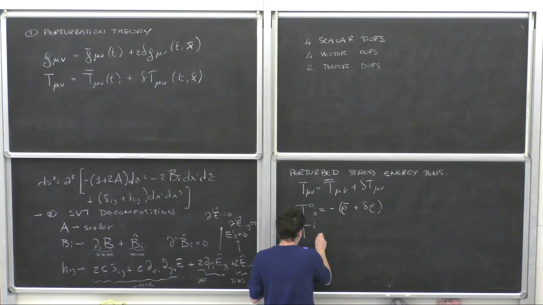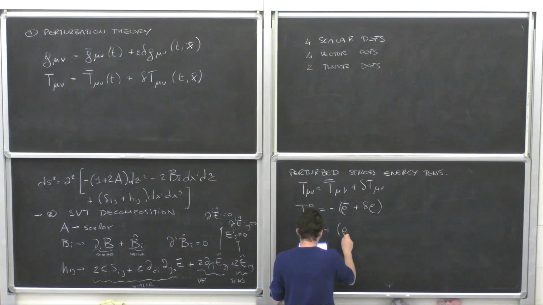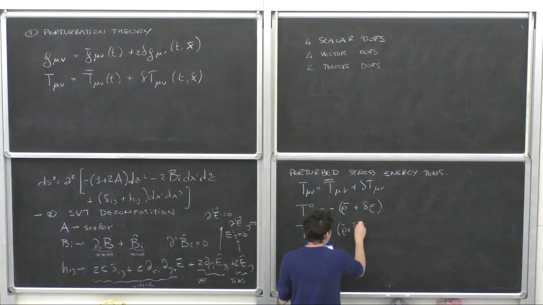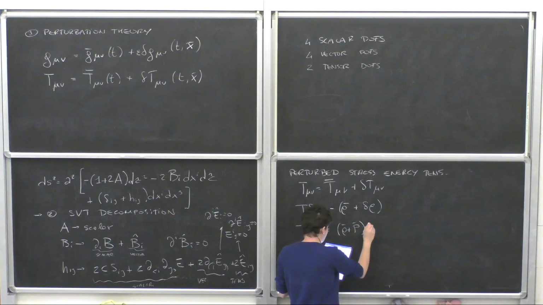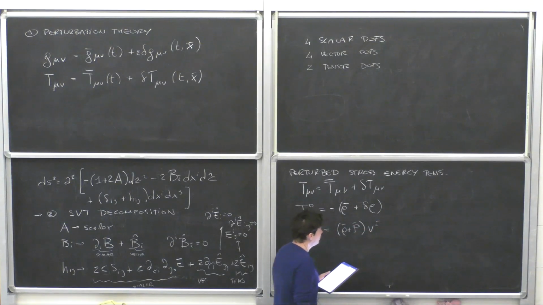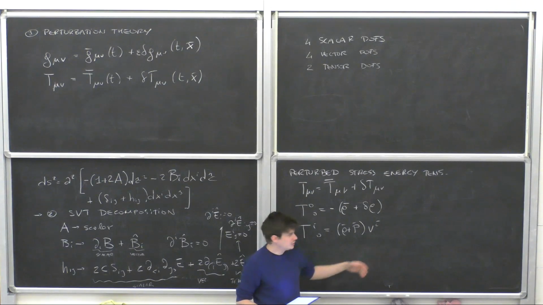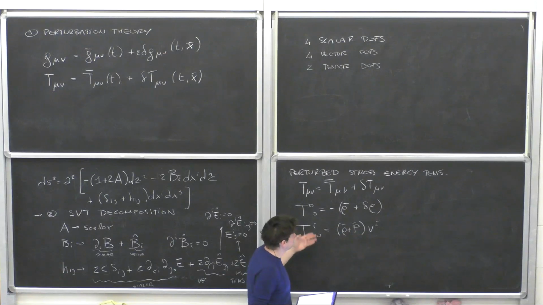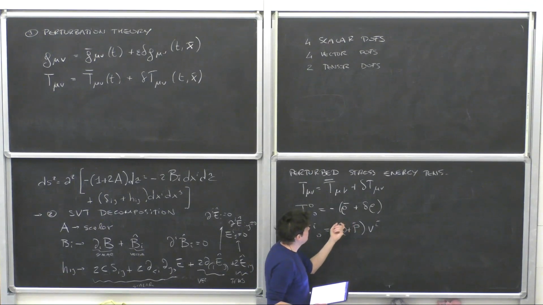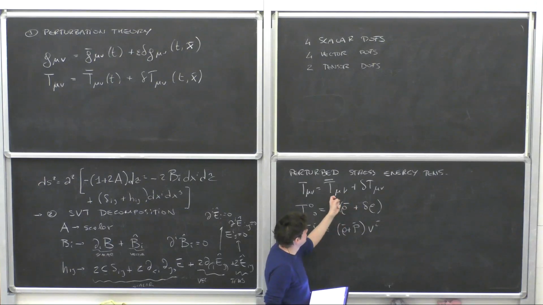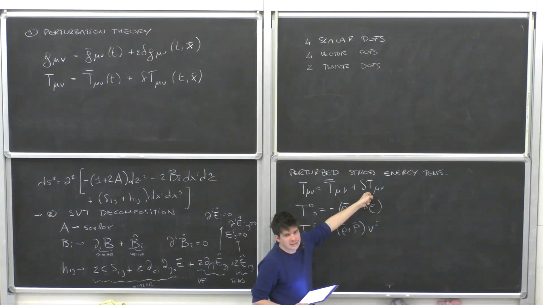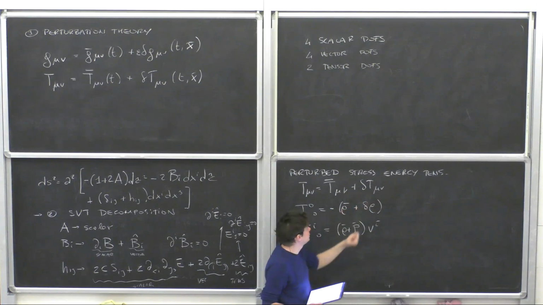Then T_i0, this is rho plus P times V_i, where this is the velocity of the field. This is literally just a perfect fluid, okay? We're just writing down explicitly the perfect fluid, and we are basically plugging in this thing here in the perfect fluid stress energy tensor.